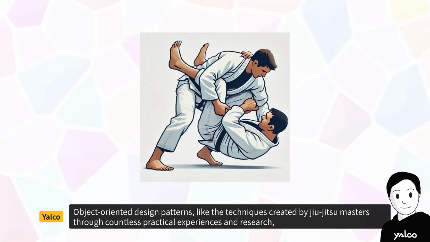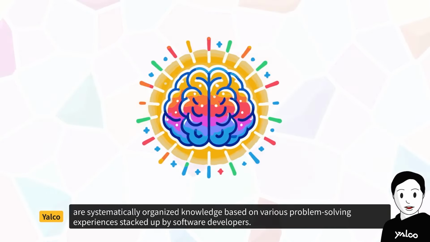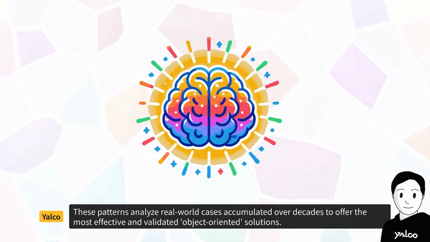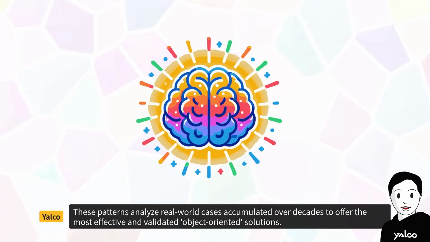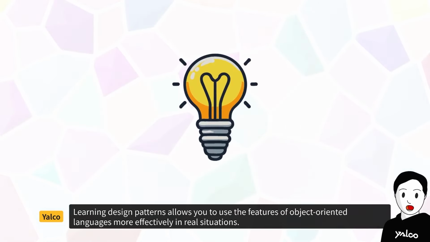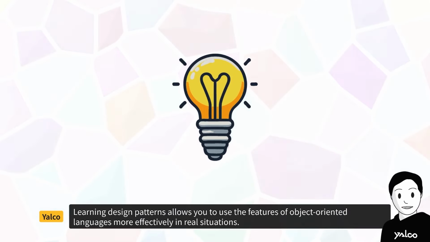Object-oriented design patterns, like the techniques created by jiu-jitsu masters through countless practical experiences and research, are systematically organized knowledge based on various problem-solving experiences stacked up by software developers. These patterns analyze real-world cases accumulated over decades to offer the most effective and validated object-oriented solutions. Through various design patterns, you can learn ways to more easily solve complex problems and make or fix programs more conveniently. Learning design patterns allows you to use the features of object-oriented languages more effectively in real situations.